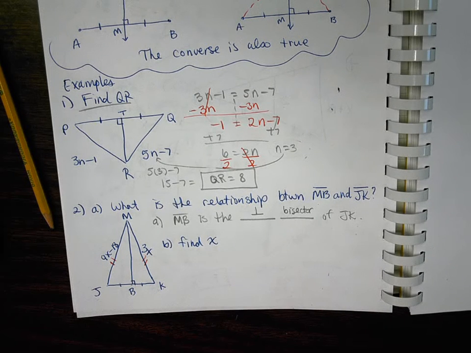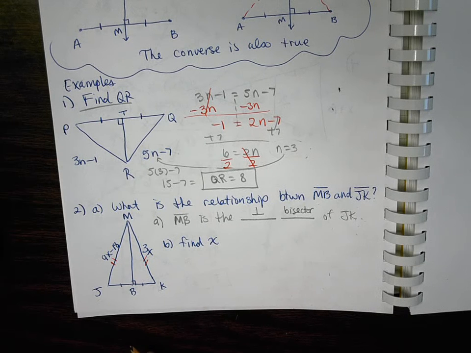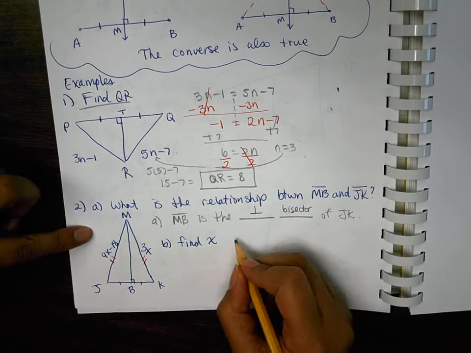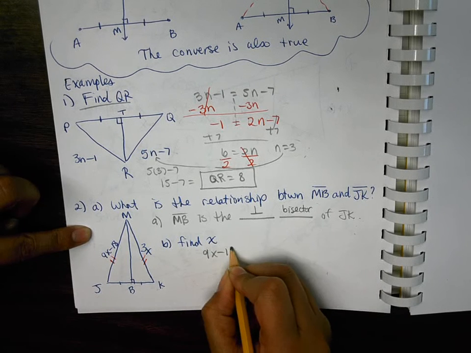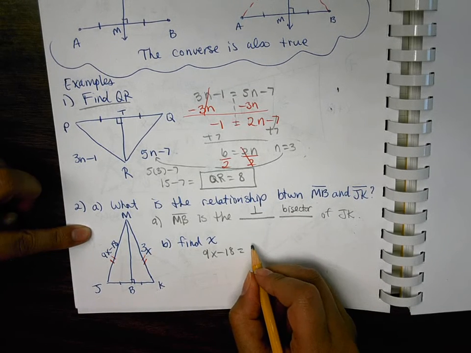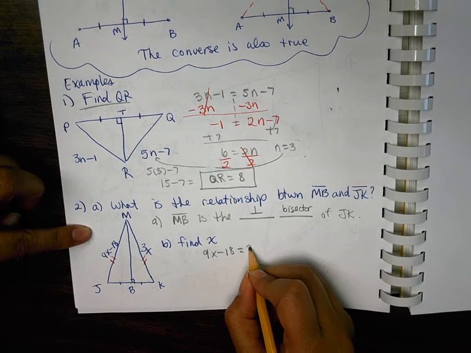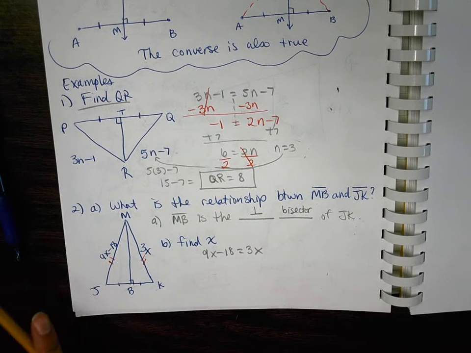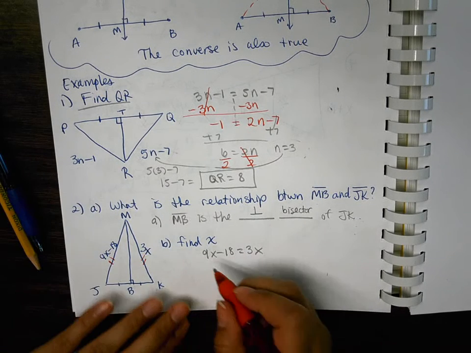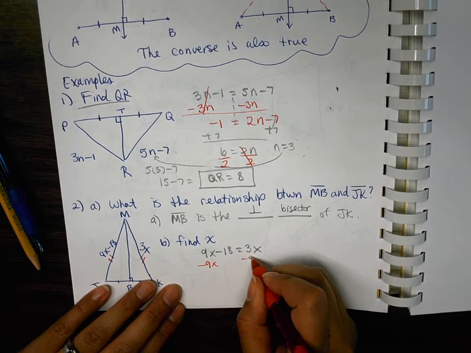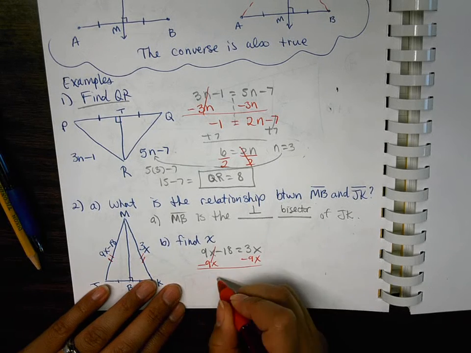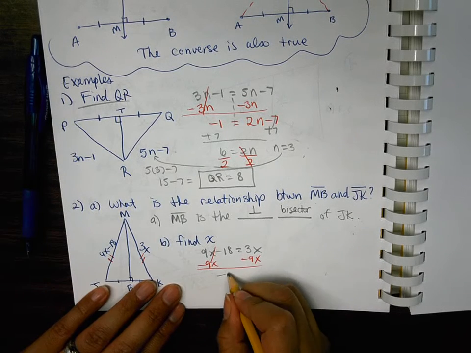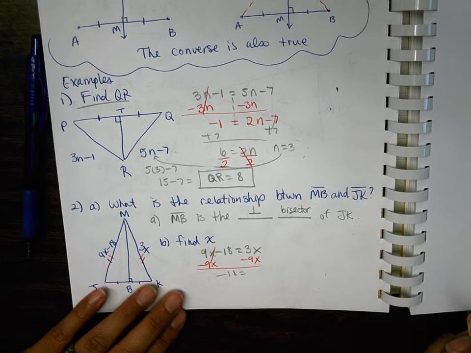Joseph, tell me how to find x. The 2 sides. So can you give it to me? 9x minus 18 equals what? 3x. All right. I'm going to subtract the 9x because I'm trying to get the variables to one side. Negative 18 equals negative what?